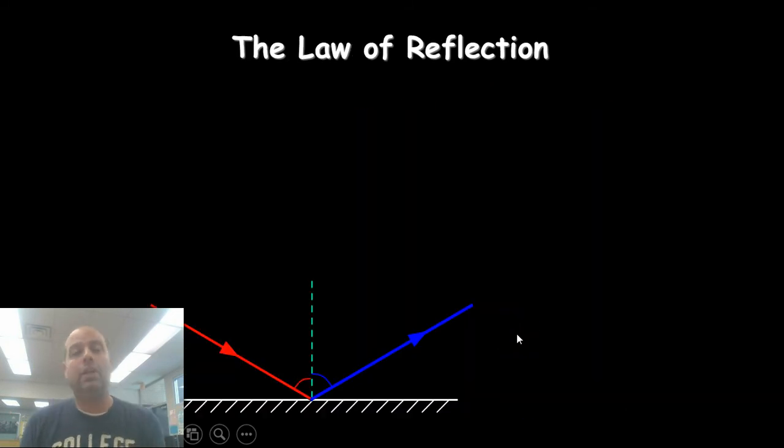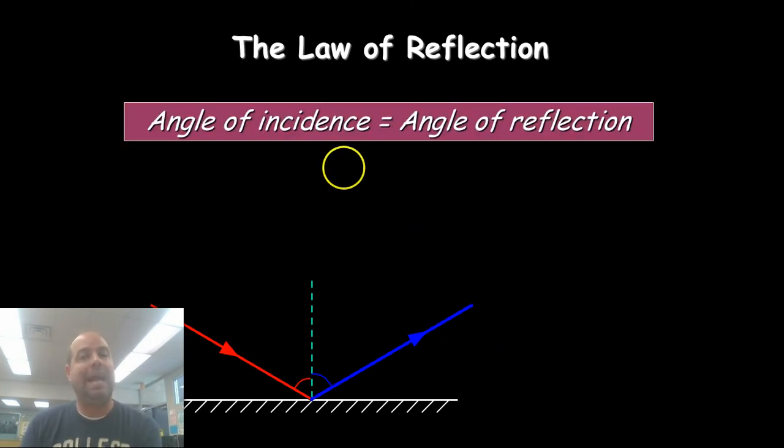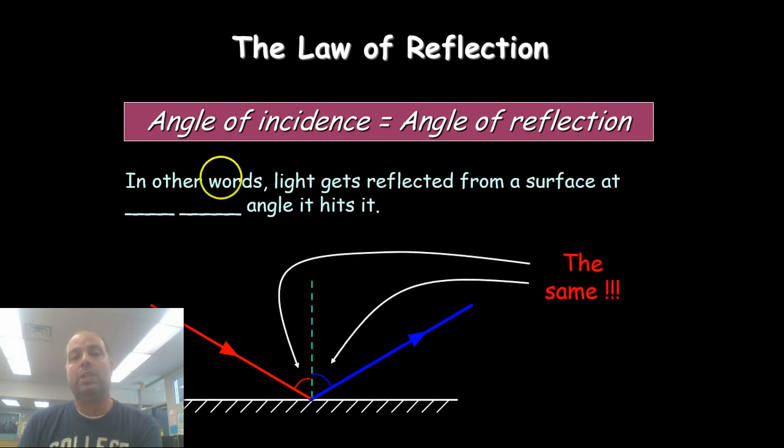So this gets us into the law of reflection. The law of reflection simply states the angle of incidence equals the angle of reflection, which means the light coming in is going to be leaving at the same angle that it hits. So these two angles right here are the same. Whether it be 30 degrees, this would be 30 degrees. That is the law of reflection.